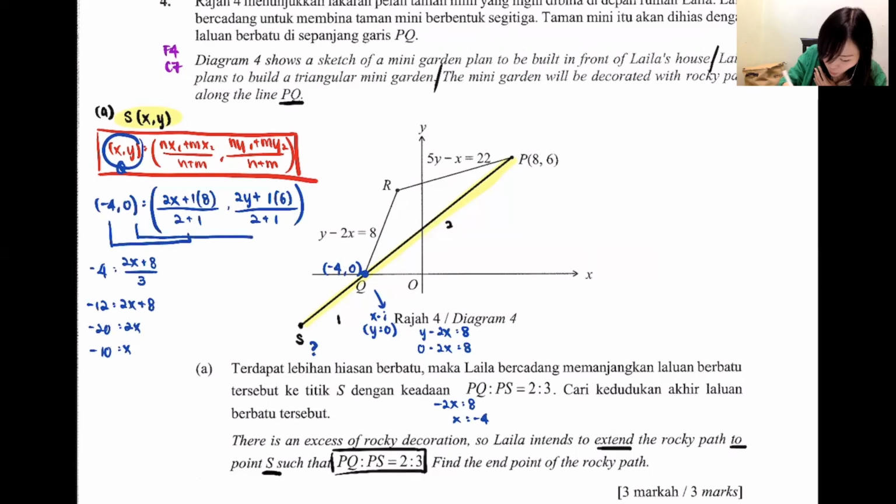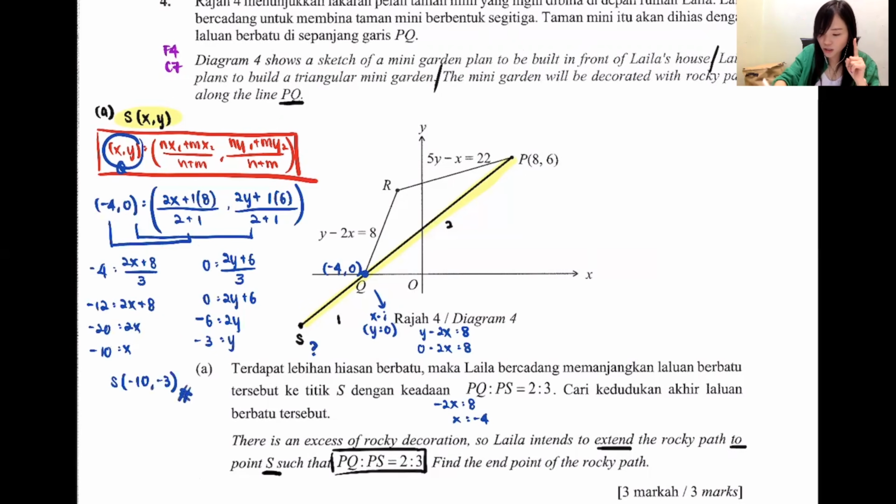Same for another side. The y and the y, you guys will compare. So divided by 3, move it over is times 3. Plus 6, move it over is minus 6. Times 2, move it over is divided by 2. So I get it back. Oh, my point S coordinate is negative 10, negative 3. Guys, they ask for coordinate, so please write the answer back in coordinate form. Just like that, I'm done with A. Negative 10, negative 3. Hopefully, you guys all understand, because if so, I will go on with B.